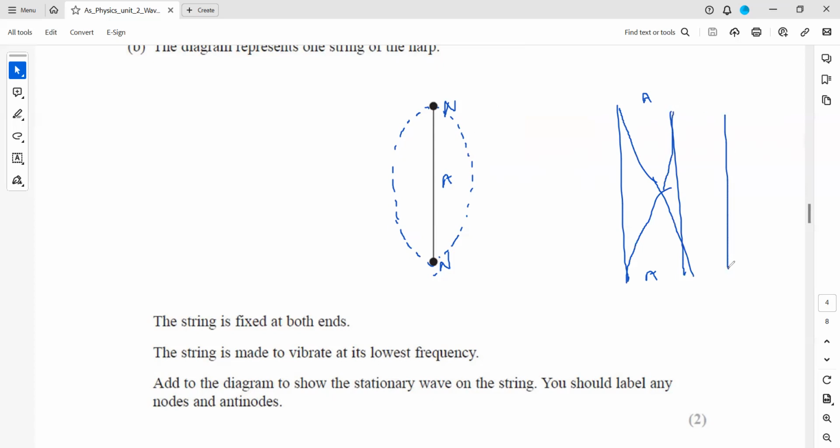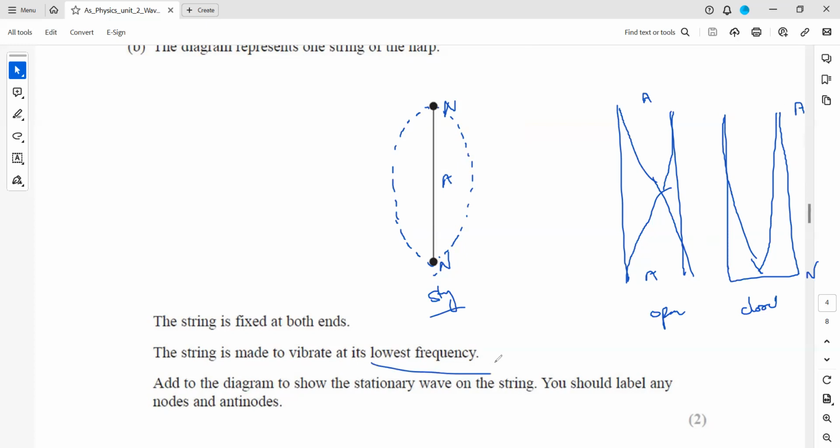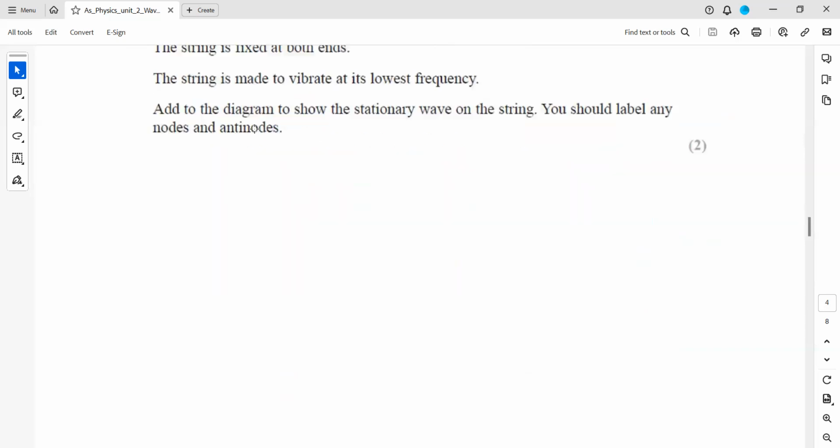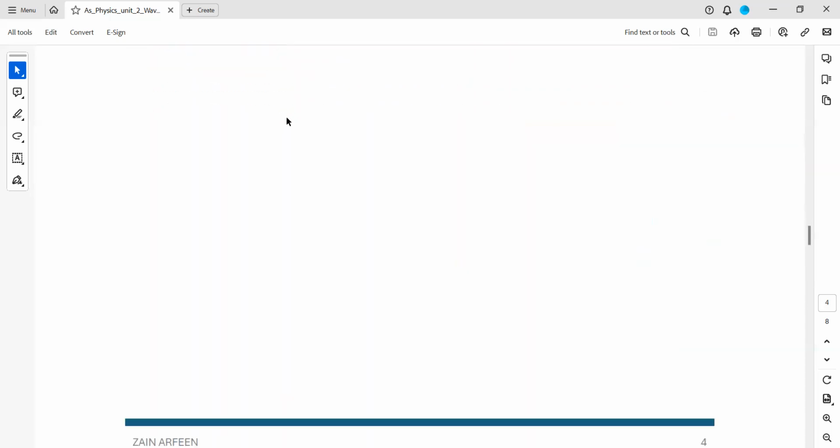And if it is a closed pipe, the pipe which is closed from one end, there will be a node at the closed end and an antinode at the open end. So these are the minimum possible patterns. This one is for the open pipe, this one is for the closed pipe, and this is for the string, the lowest frequency, like the minimum number of loops. Add to a diagram, and you should label any nodes and antinodes that we did.